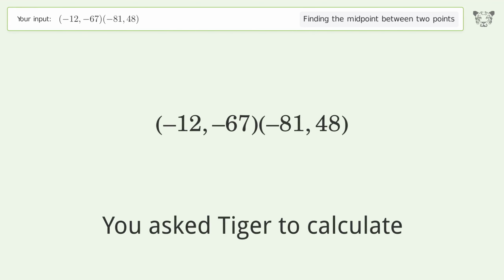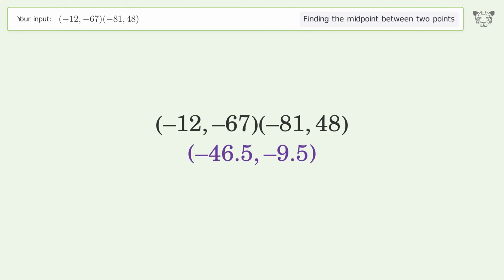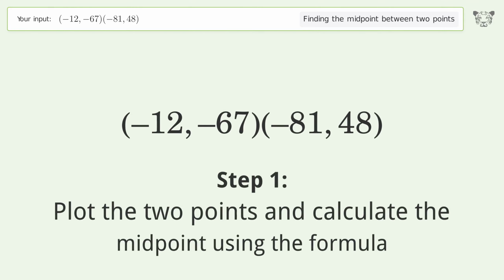You ask Tiger to calculate. This deals with finding the midpoint between two points. The midpoint between the two points is negative 46.5, negative 9.5. Let's solve it step by step. Plot the two points and calculate the midpoint using the formula.